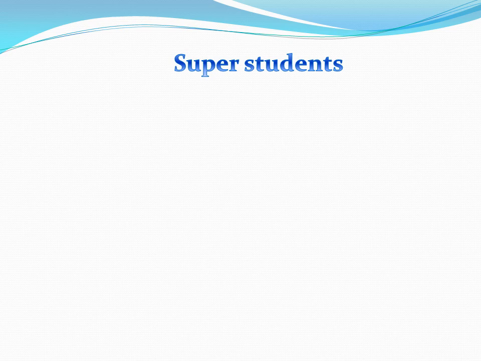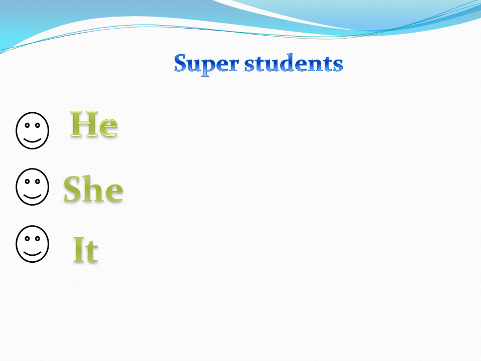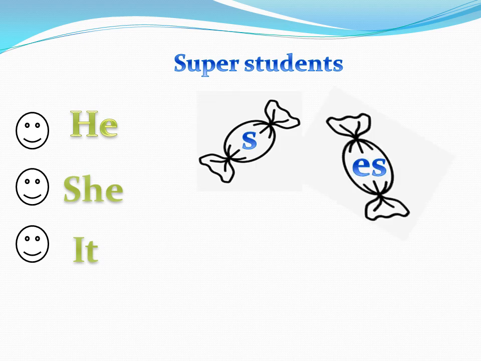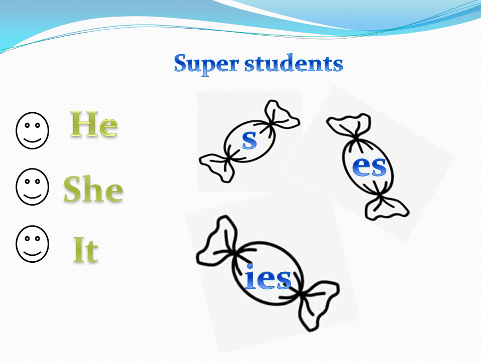Who are Mr. PS's super students? We have he, she, and it. He, she, it. They are the super students and they have sweets. What are the sweets? The sweets are letter S or letters ES or IES. Those are our sweets. Let's see how Mr. PS uses these sweets.